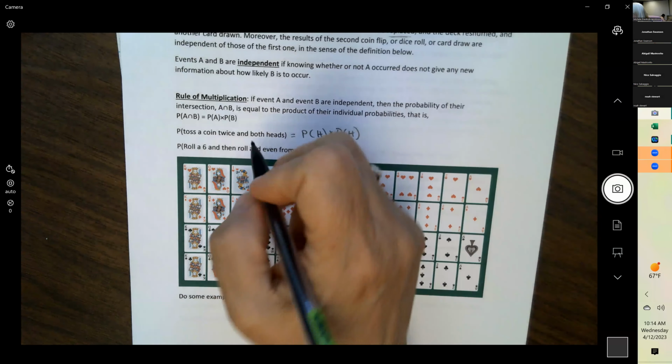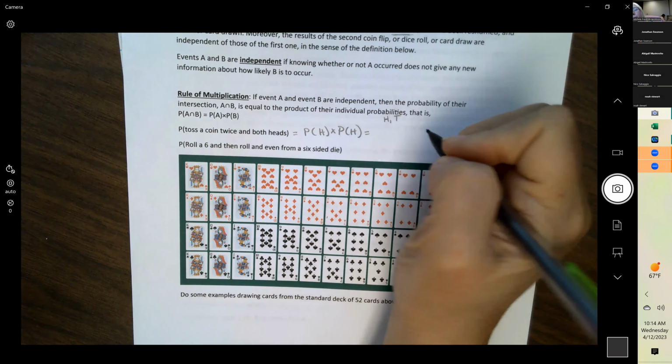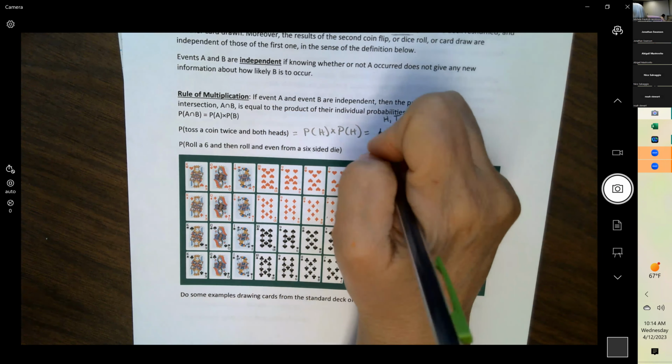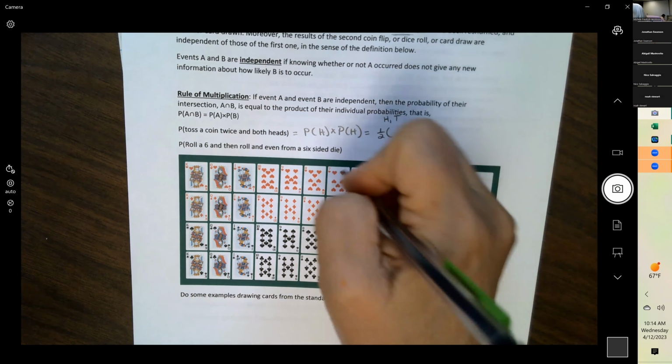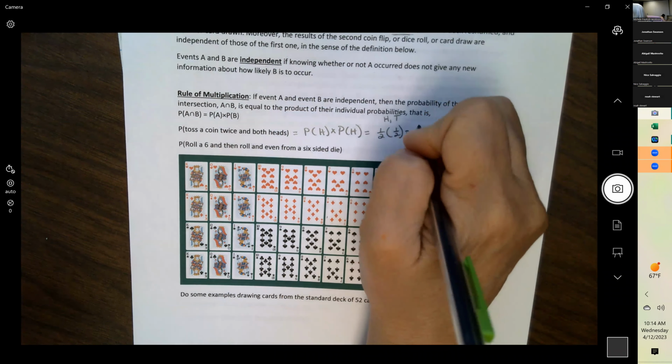When you toss a coin, remember the outcome is head or tail. So the probability of a head is 1/2. The probability the next one is a head is 1/2, so the probability of both is 1/4.